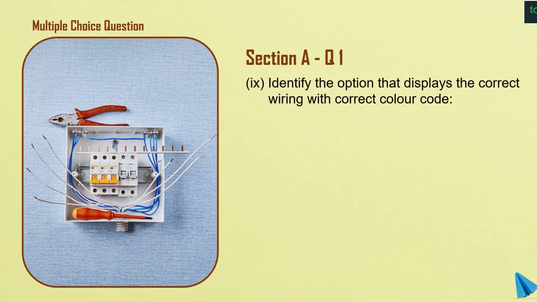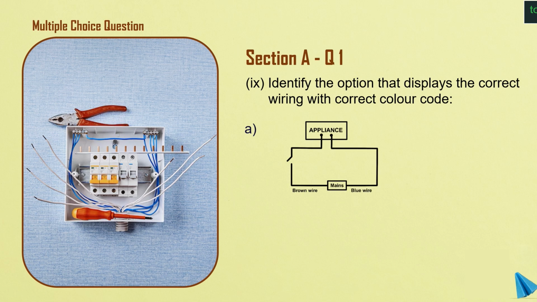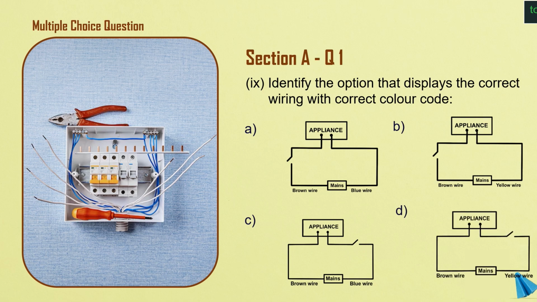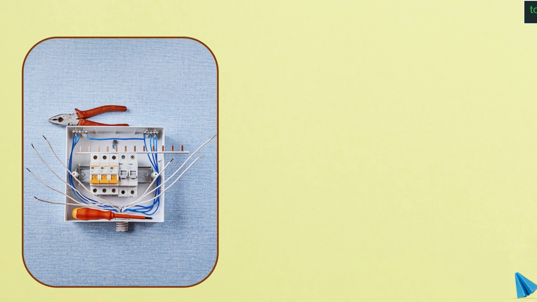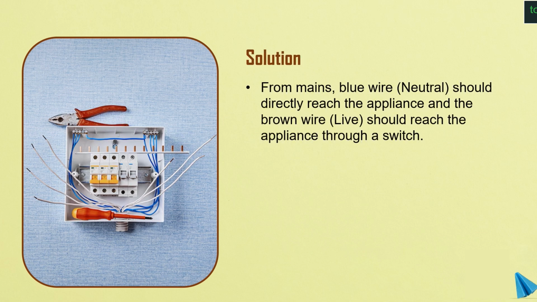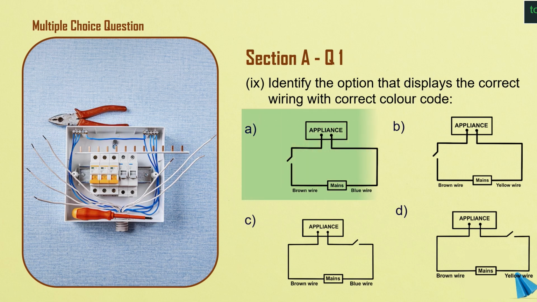Let us see the new question, that is question number 9. It says identify the option that displays the correct wiring with correct color code. So this is option A, option B, option C and option D. Four figures are given to us and we have to identify the correct option, that is the correct wiring with the color code. So from mains, blue wire, which is neutral, should directly reach the appliance and the brown wire should reach the appliance through a switch. So definitely we have option A as the correct option.